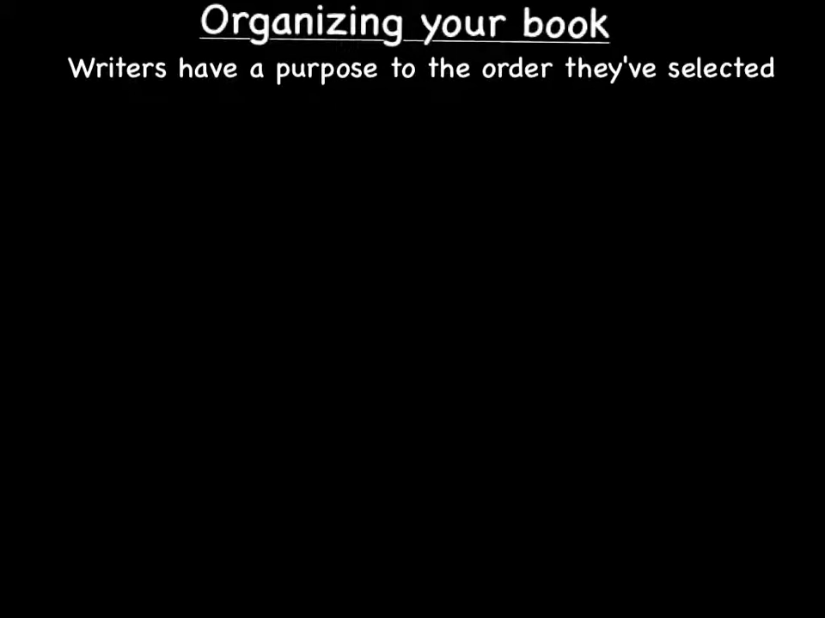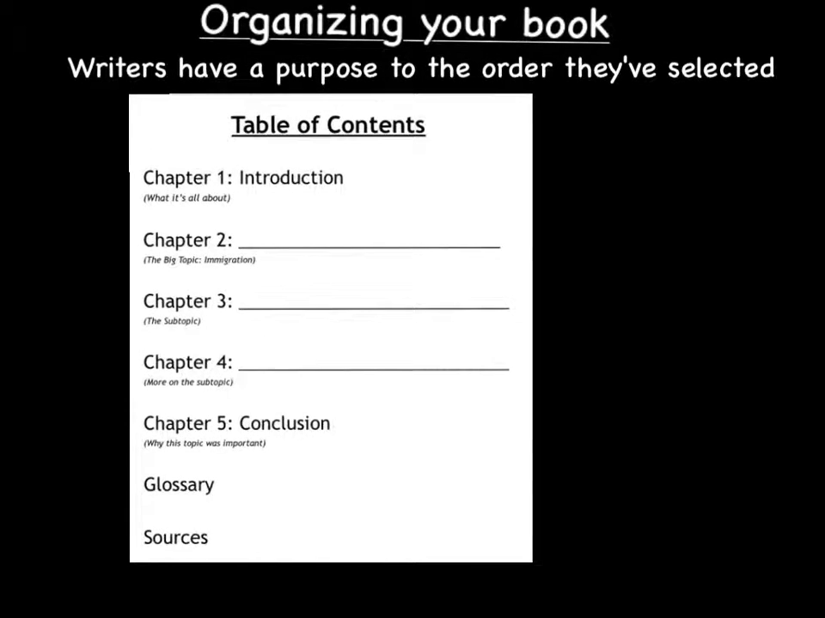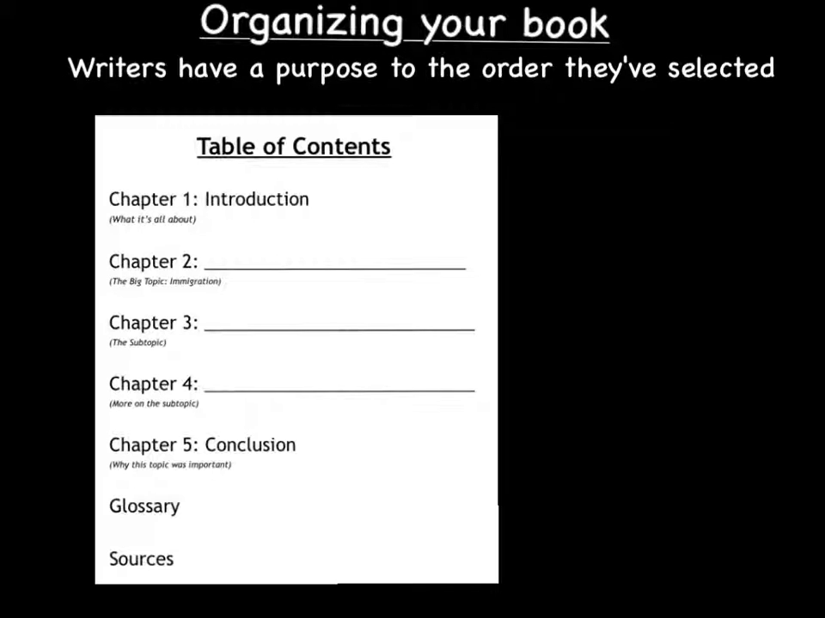So now that we've done some work looking at a Level 3 example of what our writing should look like, we need to take some time and think about the organization of our own book. We know that writers have a purpose to the order they've selected. One way to help us do that is to start by figuring out a table of contents for our chapters. Here you can see everybody is going to have Chapter 1, Introduction. That's what it's all about. So you're giving a general overview of what you are going to be talking about.